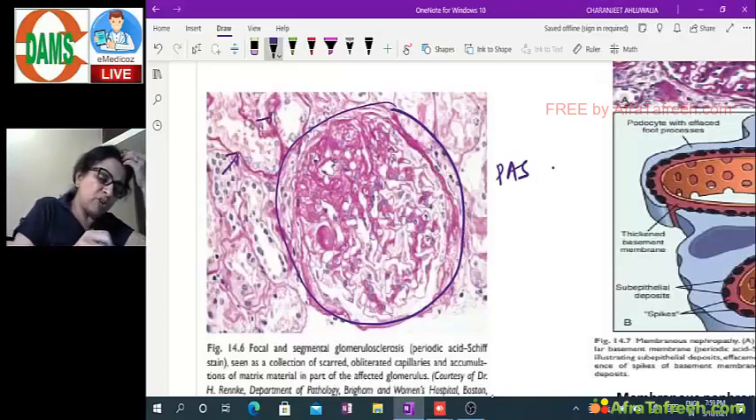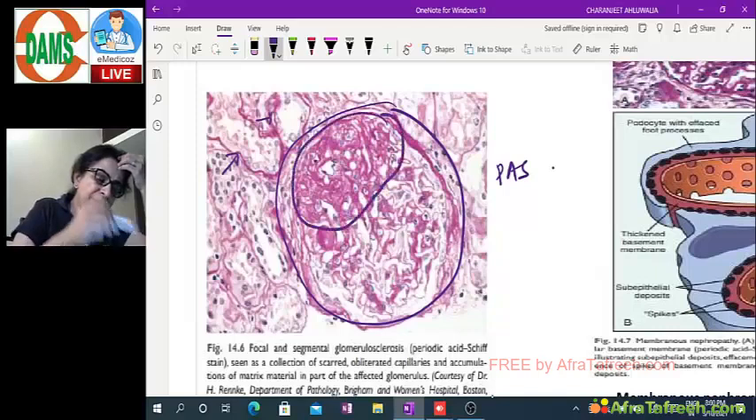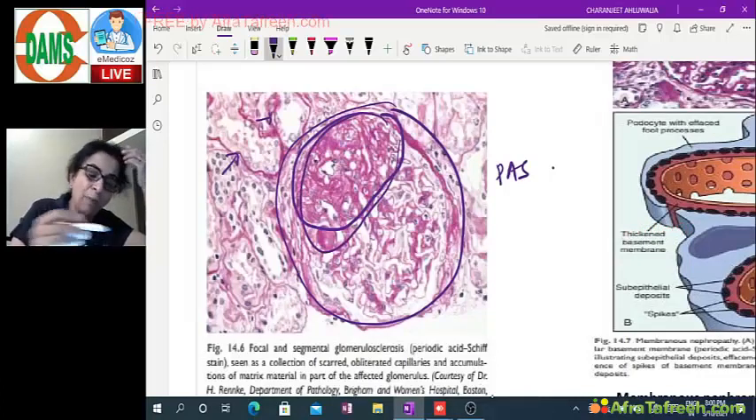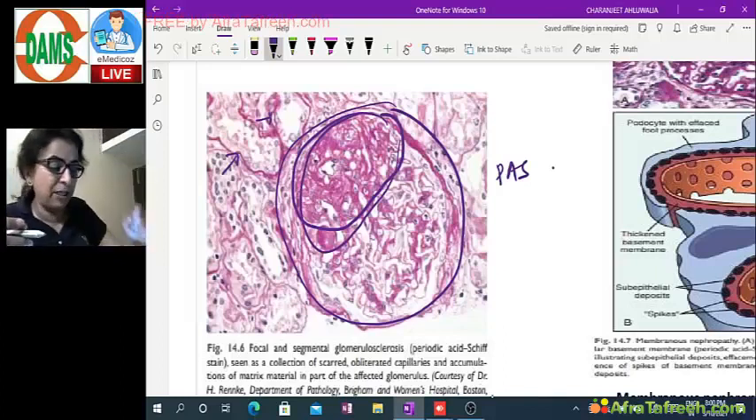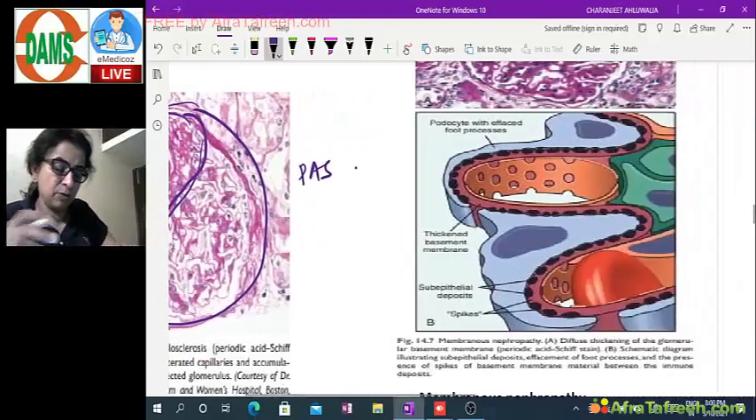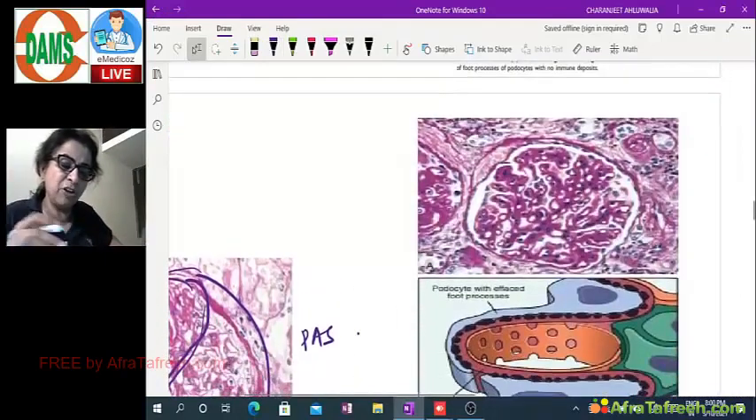Now look at this glomerulus. You are seeing so much pink material everywhere. See the collection of scarred, obliterated capillaries. You can't make out these capillaries properly. They are scarred and obliterated, with accumulation of matrix. This portion of the glomerulus is focal and segmental involved. All the capillary loops in this area where there is pink material are obliterated. So this is focal segmental glomerulosclerosis, FSGS.